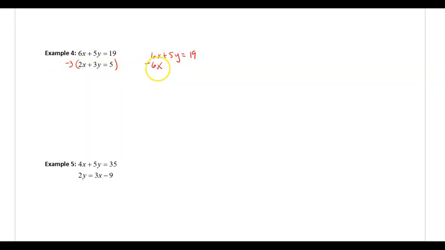So negative 3 times 2x is negative 6x. Negative 3 times 3y is minus 9y. Negative 3 times 15 is negative 15. Now, when I add these together, my x's eliminate. So 5y minus 9y is negative 4y. 19 minus 15 is 4, sorry. And now when I divide by negative 4, I get y is equal to negative 1.